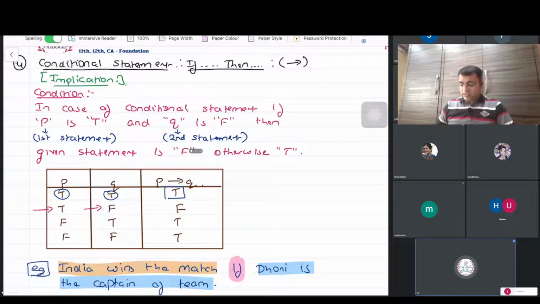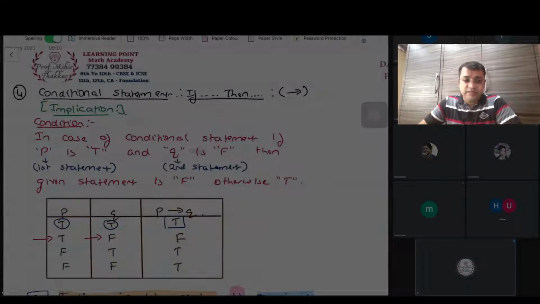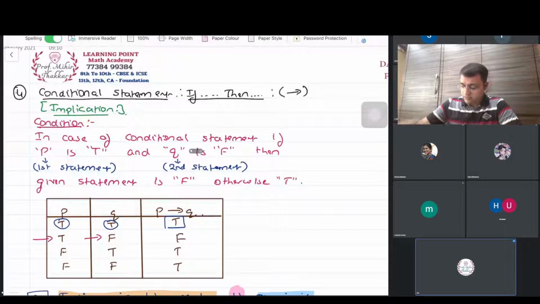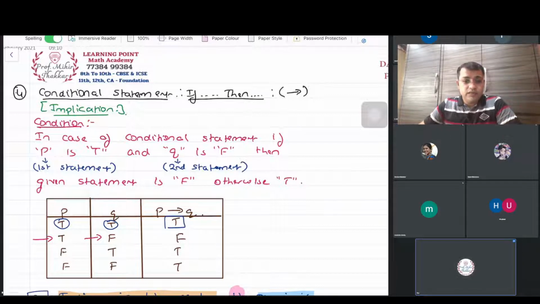In the previous class, we finished with our truth tables based on the conditional statement and the biconditional statement. So let's do a small recap of that, and then we'll see exercise number 1.4 of your textbook. The conditional statement, as you know, represents if-then, and it is represented by an arrow mark.